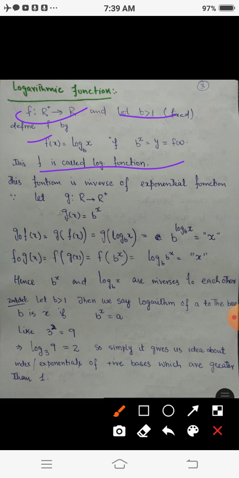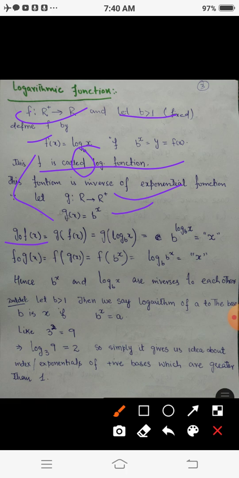You know that the exponential function is a function from R to R+ defined by g(x) equals b^x. Here we are considering base b in this log function, so we have to consider b as the base in the exponential function also. Now we have to prove that these two functions are inverses of each other. In order to prove this, we will simply show that fog as well as gof is the identity function.